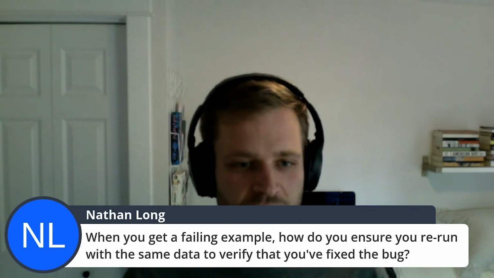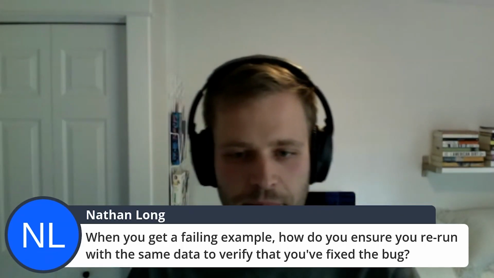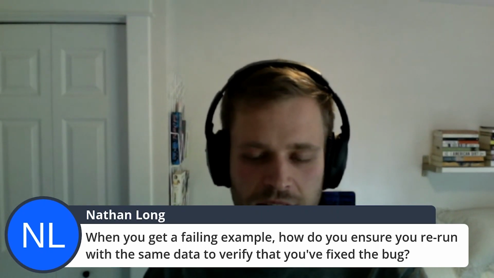Okay, looks like the first question is from Nathan. When you get a failing example, how do you ensure you rerun with the same data to verify you fixed the bug?